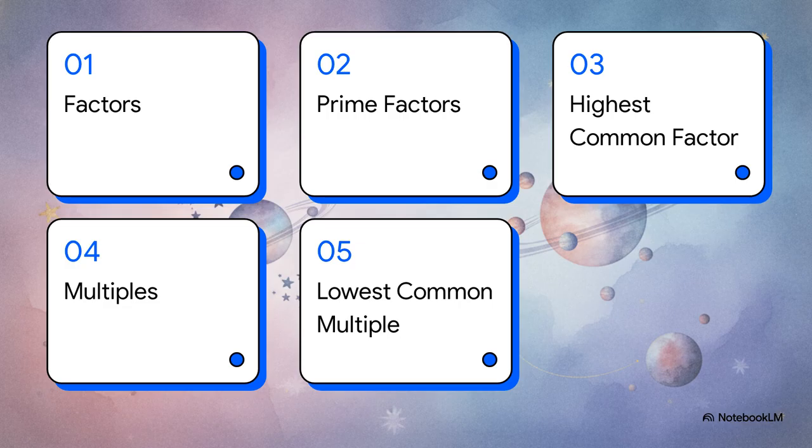Here is our star map for today's focused exploration. 1. The gravity of factors. 2. Prime factors in trees. 3. Highest common factor, or HCF. 4. Expanding outward with multiples. And finally, 5. Lowest common multiple, or LCM.